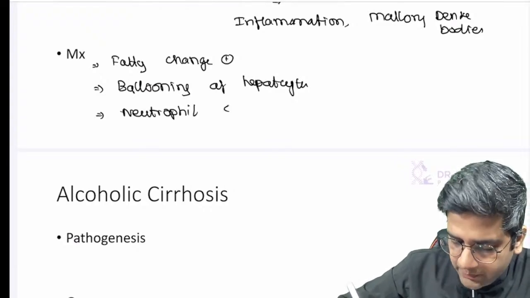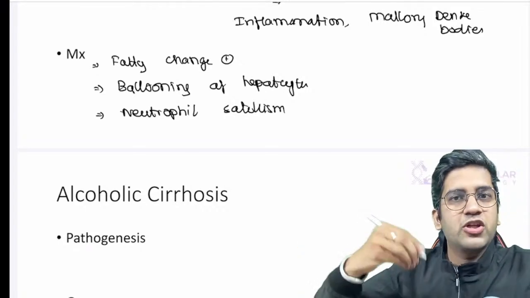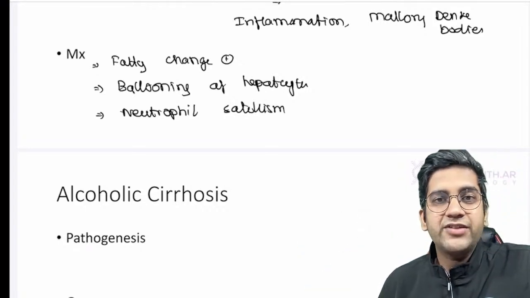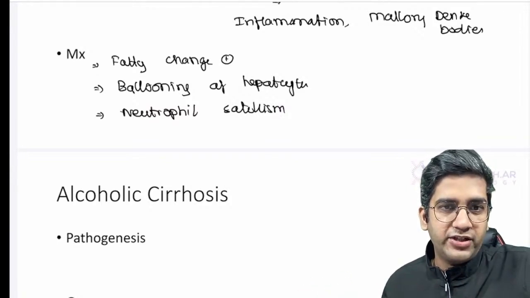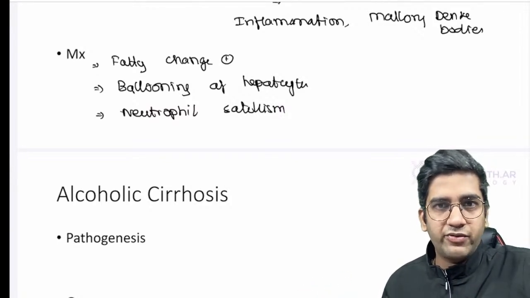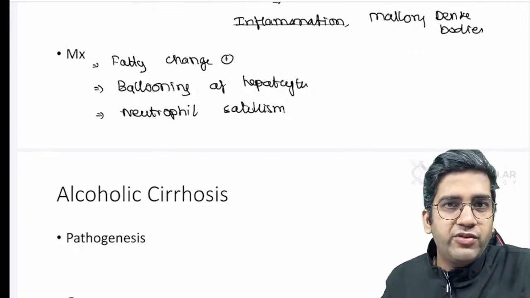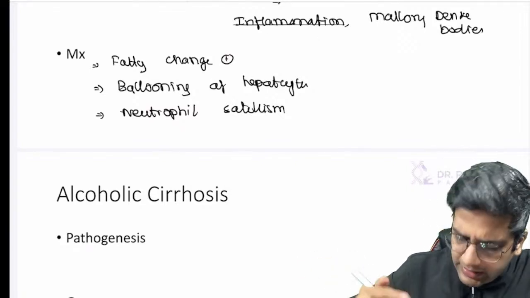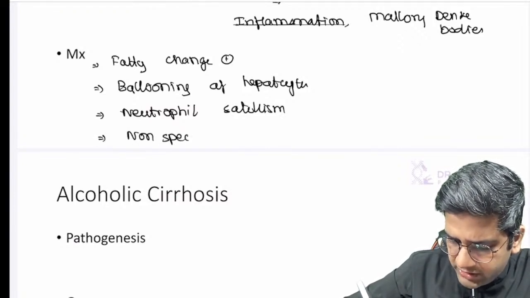Neutrophil satellitism. So in few places surrounding the hepatocytes, you'll have lots and lots of neutrophils. This is a very important finding which differentiates alcohol from non-alcoholic fatty liver disease. Neutrophilic satellitism is an important finding. Remember, because we do have inflammation, we need some inflammatory cells for evidence for that, right? The last but not least is a very non-specific finding, right?